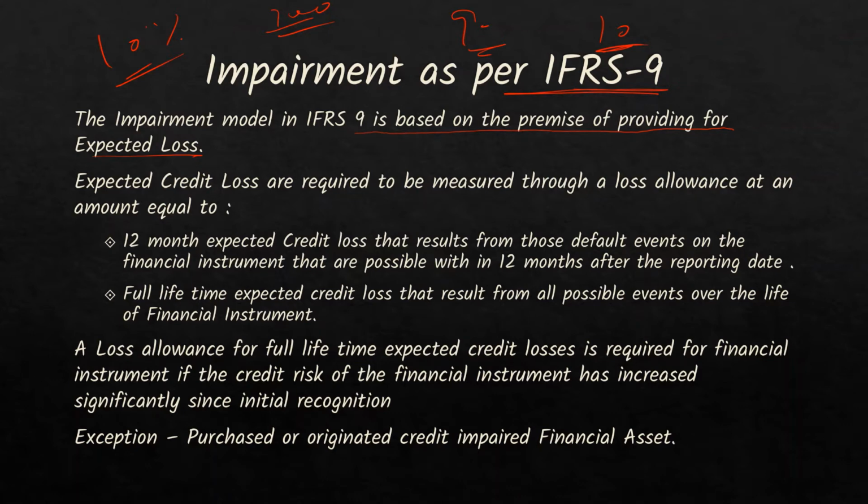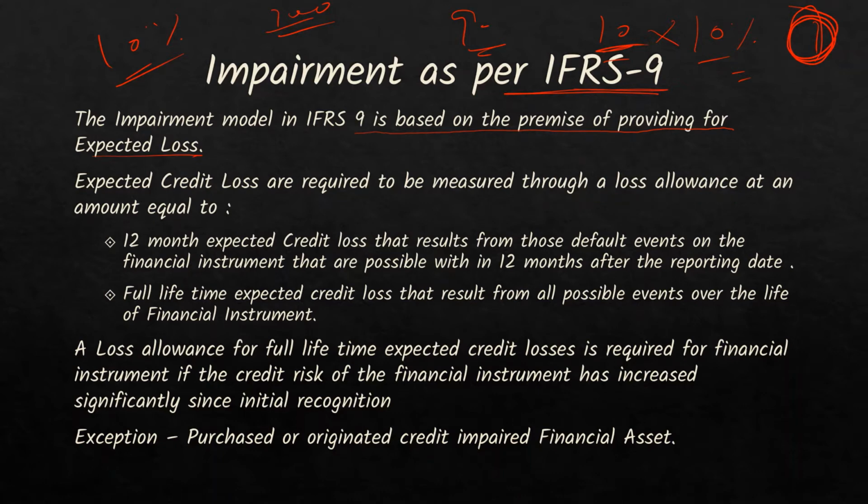And what is the chance of that loss? The chance is 10%. So 10 into 10%, that is 1. You need to show an impairment loss of $1 in your P&L account. It can be million or it can be billion. Just for the sake of simplicity, I have taken this amount for the purpose of calculation. I hope it's clear. So expected credit losses are required to be measured through a loss allowance account.